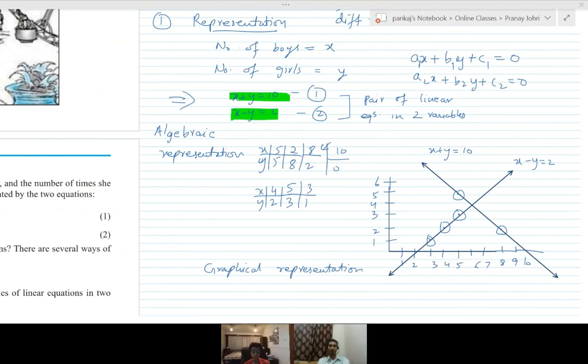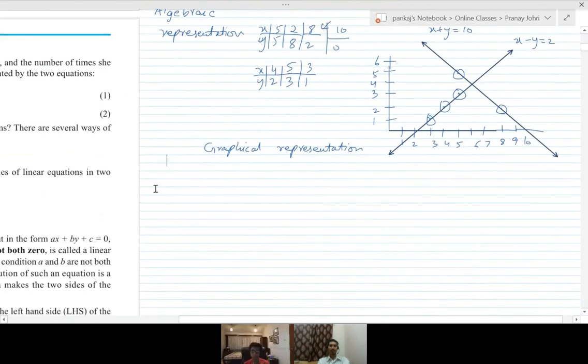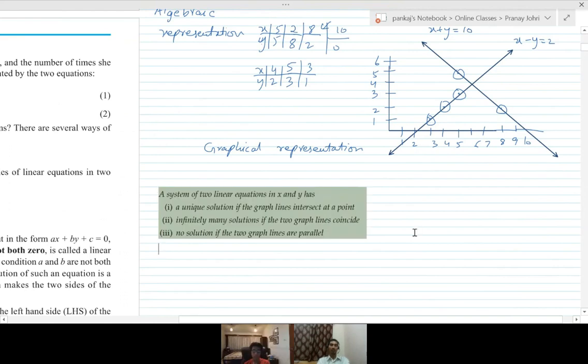What about graphical? It's represented on a graph. In a linear equation, you'll get two lines which may be parallel, intersecting, or coincident. So these are the three cases. You can note this also.